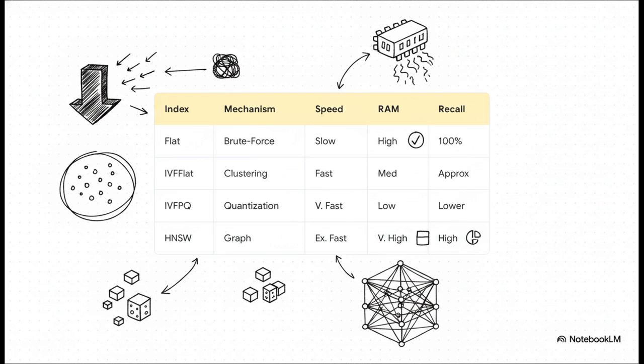On the absolute other extreme, HNSW organizes vectors into a multi-layered navigational graph. It's blisteringly fast and highly accurate, but man, it consumes massive amounts of RAM. For billion-scale datasets where memory is super tight, developers usually turn to IVFPQ. That compresses vectors down to tiny bit codes, sacrificing just a little bit of accuracy for incredible efficiency.